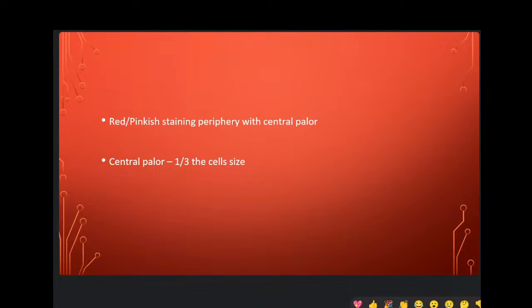1/3 lang siya, hindi siya 1/2. Pag 1/2, abnormal yon. Pag 1/4, hindi din pwede yon. Okay? Reddish to pinkish lang ang staining, with a central pallor.